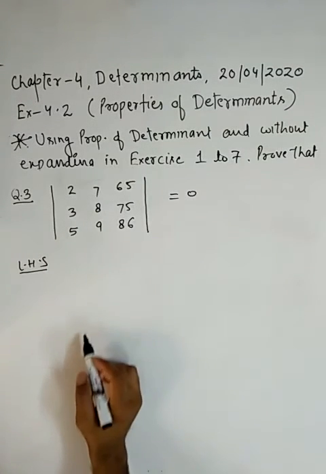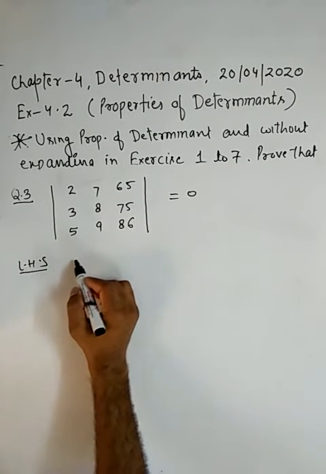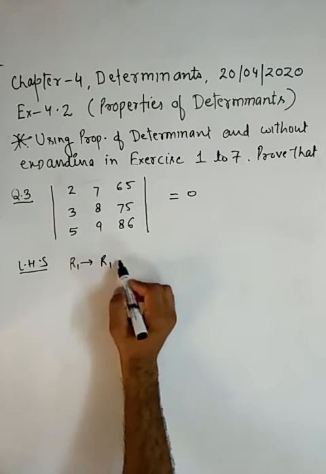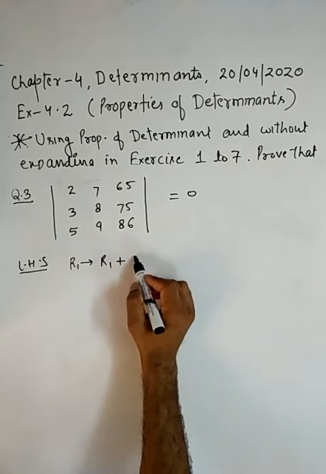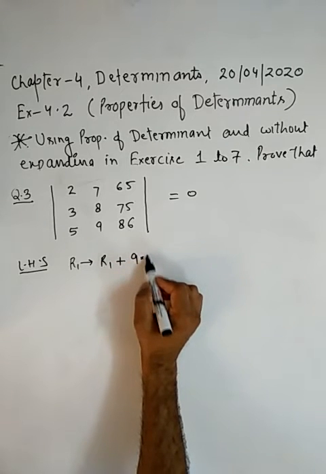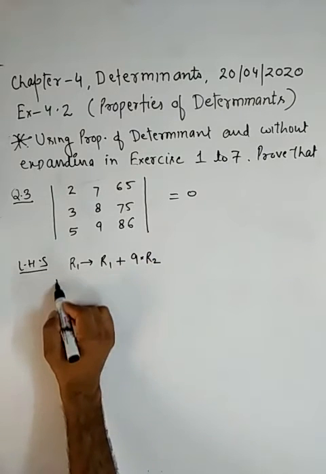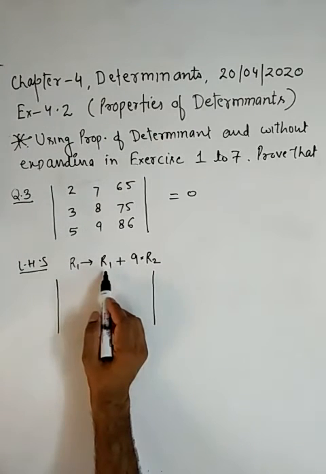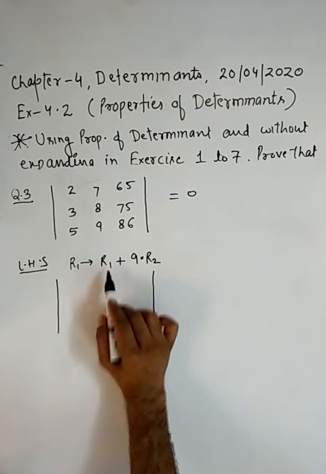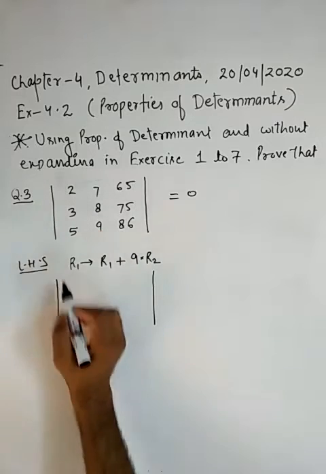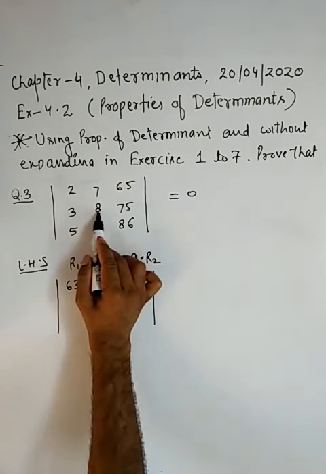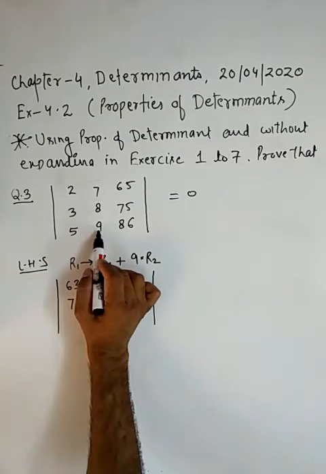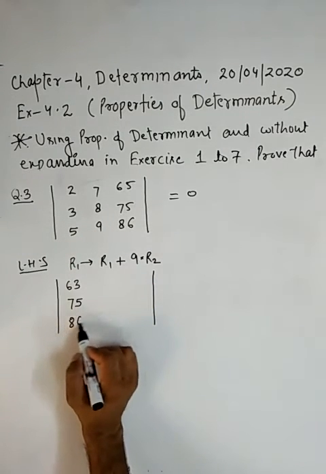Now in question number 3, we are using the property R1 change R1 plus 9 times R2. Then what will happen? R1 ये चेंज होना है, R1 में R2 का 9 गुना ऐड होना है। 9 7 जा 63 प्लस 2 63, 9 8 जा 72 प्लस 3 75, 9 8 जा 9 9 जा 81 प्लस 5 86.